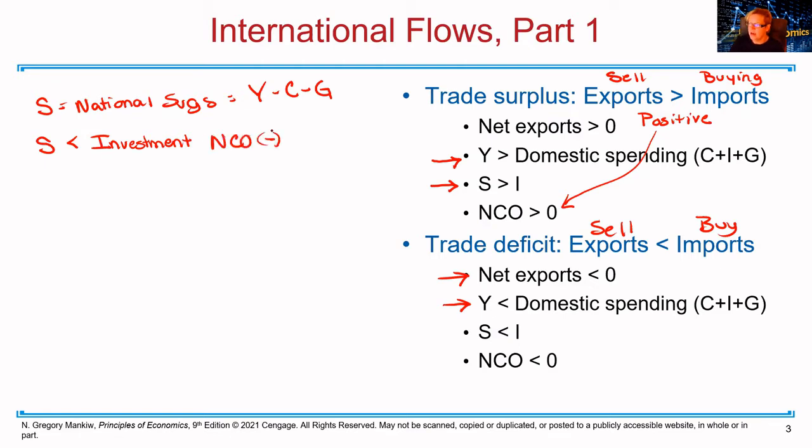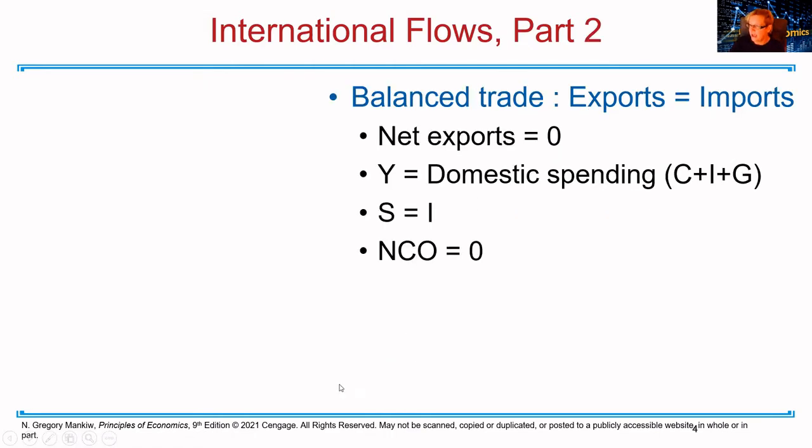Now we call it net capital outflow, even if it's a positive thing like you saw up here in trade surplus, where dollars would be leaving. And even though it is negative here, where dollars are staying in the US, we still call it net capital outflow, even though dollars are staying home domestically. If we have balance, net capital outflow would equal 0 because net exports is equal to 0.